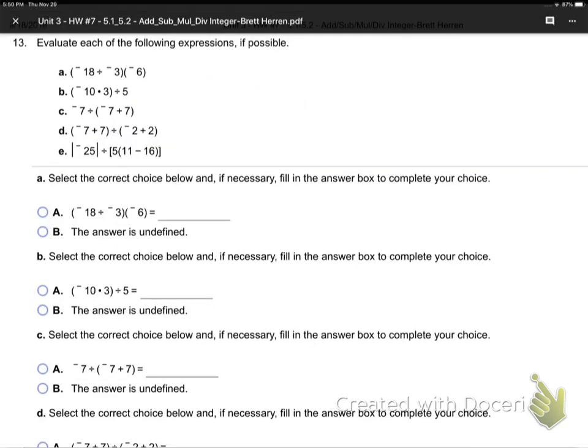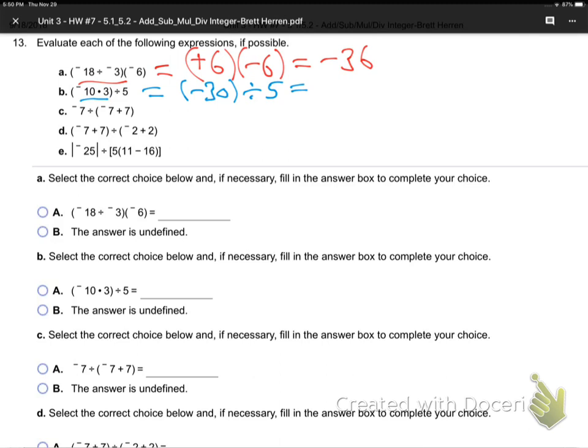Okay, here we are, number 13. We're supposed to work this one out. So that's negative 18 divided by negative 3. That's positive 6 times negative 6. It's negative 36. I think these will be easy for you. This next one, negative 10 times 3. That's negative 30 divided by 5 is what? Negative 6.